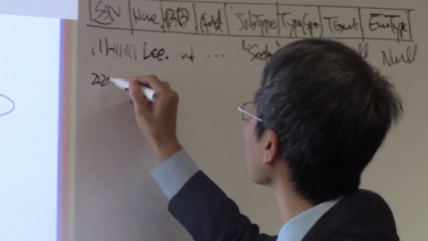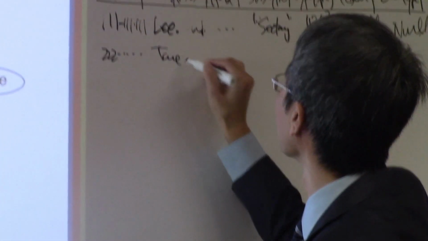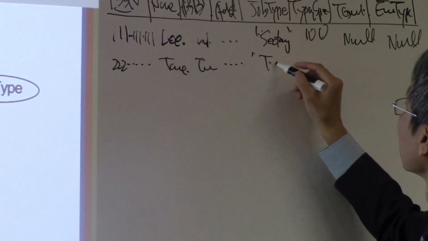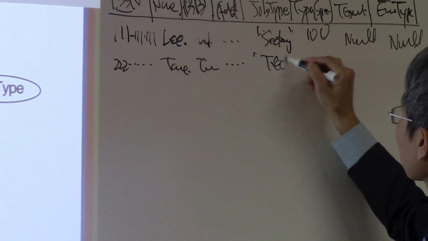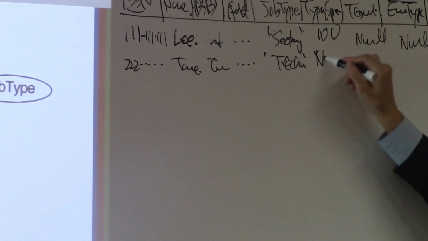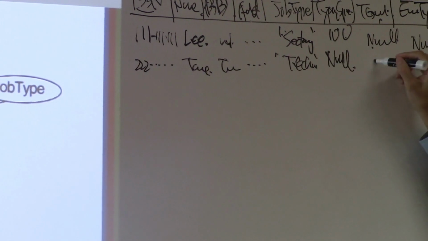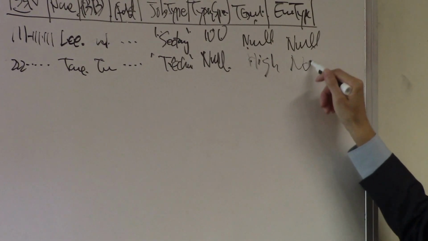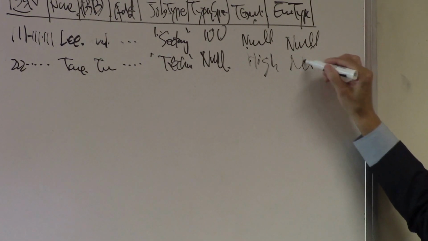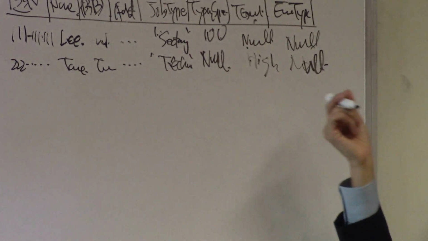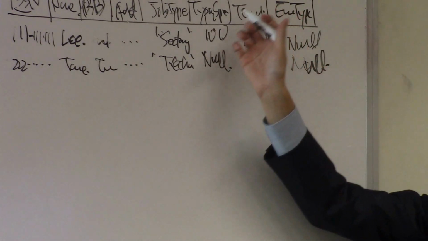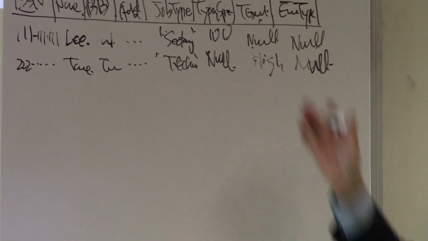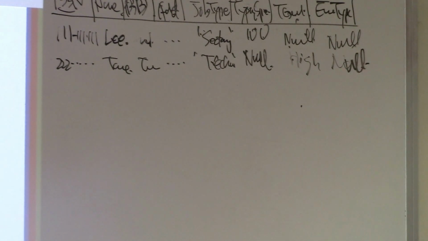There's another example, 222, and James, January 1st, address, and job type technician. In this case, null for typing speed, and T grade is high, and engineer type is null. So in case the job type is not related, the value will be null. Otherwise, we can put the value. So this is the second option.